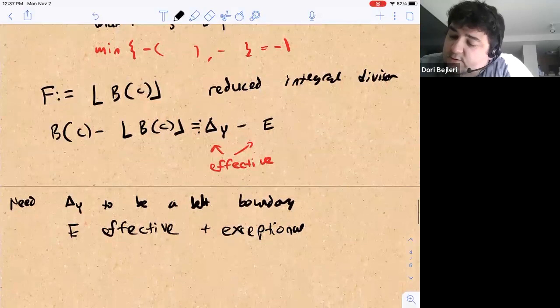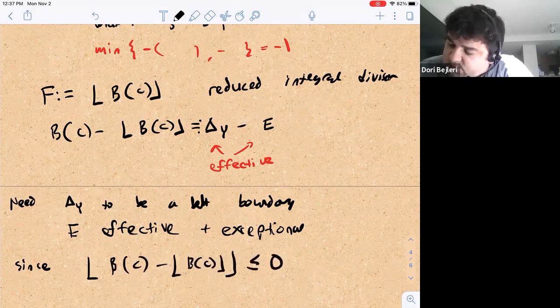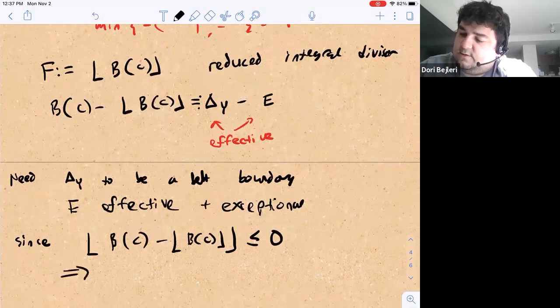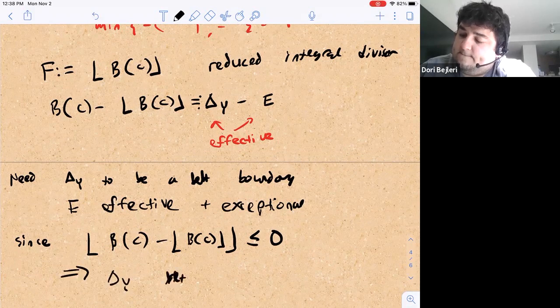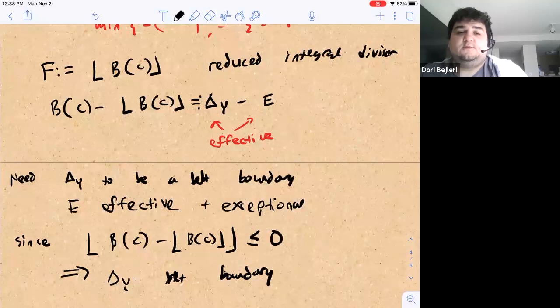I'll say since the round down of b of c minus the round down is less than or equal to 0, then that tells us that delta y is a KLT boundary. So there we're good. And now what's left over, we have to show that whatever is left over is exceptional.